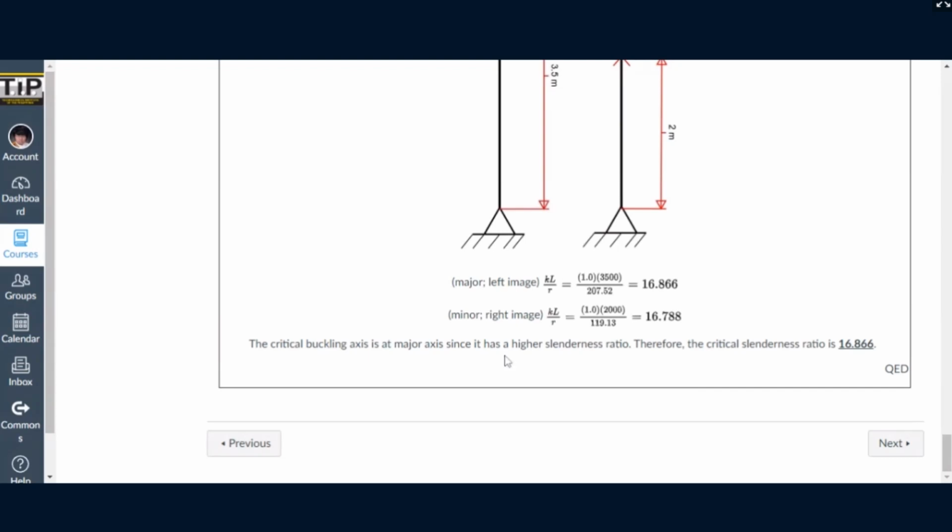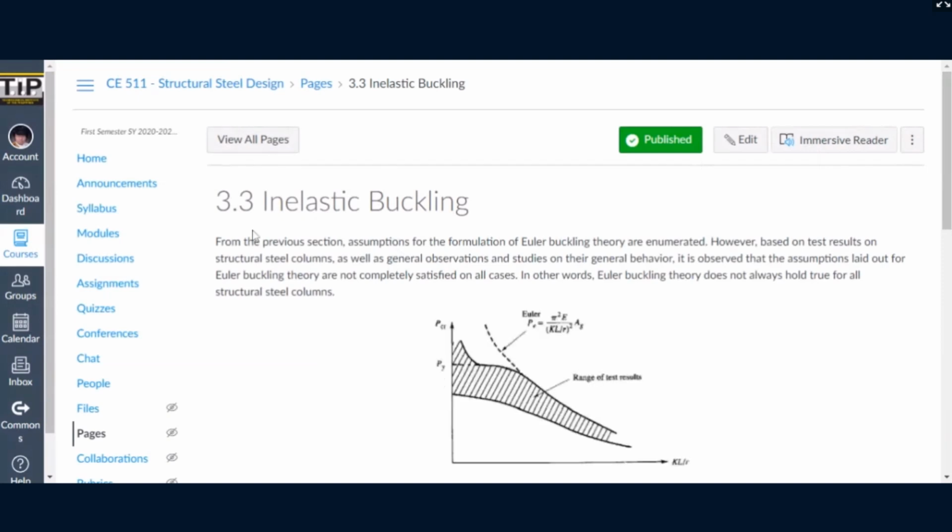let us go with the next topic, inelastic buckling. So we have the assumptions for Euler buckling theory. So for example, the material is elastic, the axial load is applied at the centroid, the member is perfectly straight and prismatic, all of those assumptions. However, not all of those assumptions are always fulfilled or satisfied, more especially in structural steel columns.